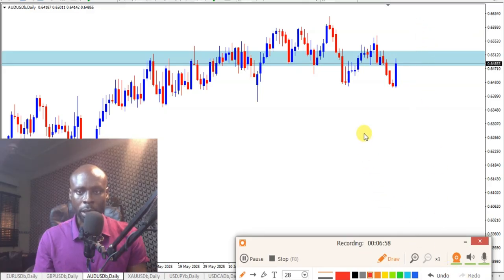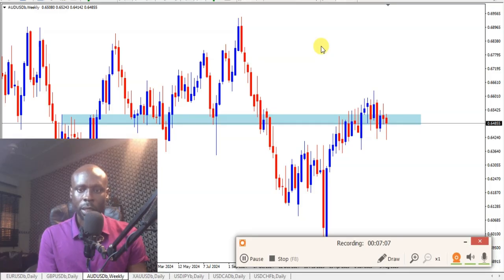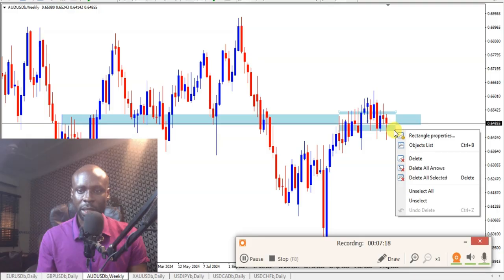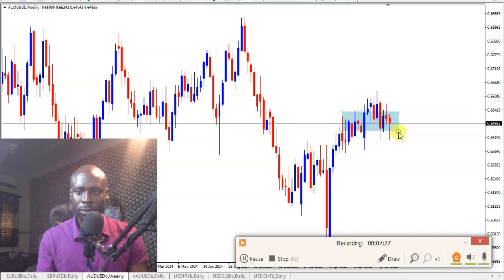So let's look at the weekly chart of the Australia USD. On the weekly chart, you can see that price is still currently on a resistance level. We see price holding on this weekly resistance level, which indicates more selling opportunity for the Australia USD. So long as price still remains on this resistance level, we expect Australia to continue to push lower.